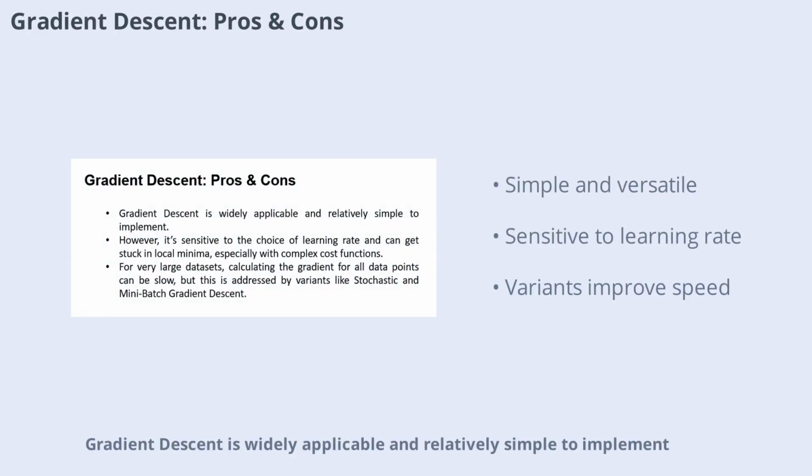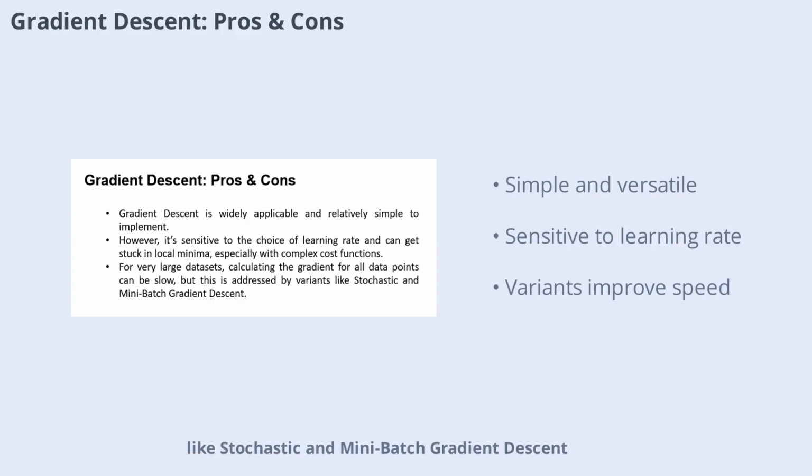Gradient descent is widely applicable and relatively simple to implement. However, it's sensitive to the choice of learning rate and can get stuck in local minima, especially with complex cost functions. For very large datasets, calculating the gradient for all data points can be slow, but this is addressed by variants like stochastic and mini-batch gradient descent.